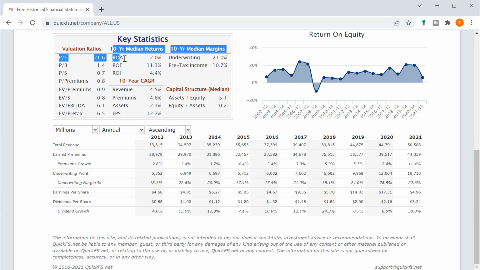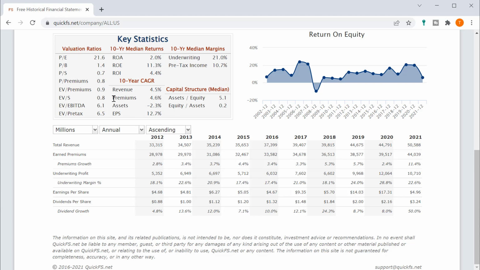The median return on equity is about 11%. Again, this is low. Now the insurance company is a little different because they leverage up, and so some of the way of thinking about it is different. Price to premiums, 0.8, PE, 21.6. Again, these numbers fluctuate over time, so it's a little difficult here.